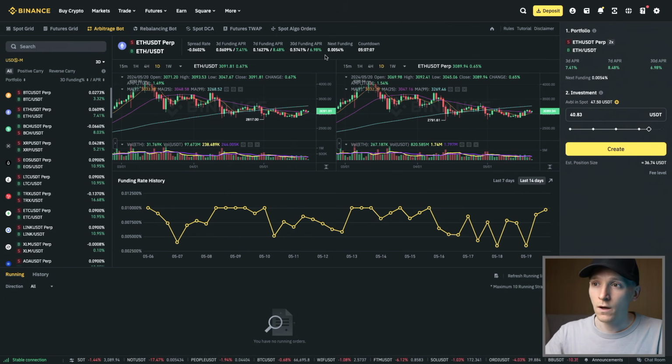Now, right here, what we're doing is carrying out two separate trades, but Binance creates this, as you can see here on the right-hand side, with one trade. So essentially all we have to do is choose the asset that we want to trade and then create it. And it actually carries out everything for us just by pressing this, which is really good because otherwise it does take a little bit of effort.